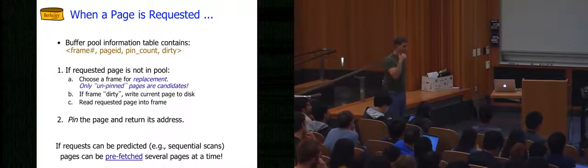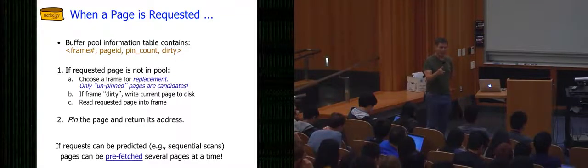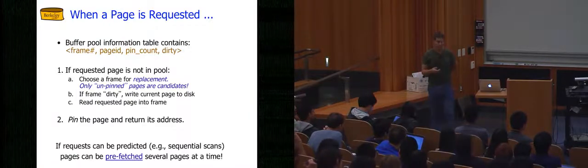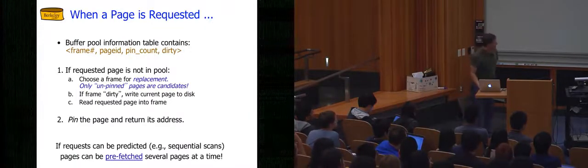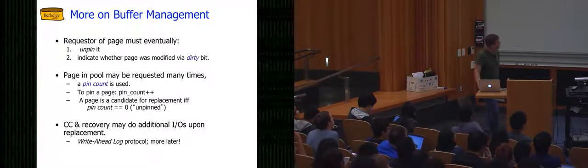All right? But the caller, when they requested a page, it's probably because they want to do something with it, like look at it. So they get that pin for free, and then they have to unpin it, or you're going to have no place to put stuff in the buffer pool. The requester of the page must eventually unpin it and then set the dirty bit correctly before they unpin it.